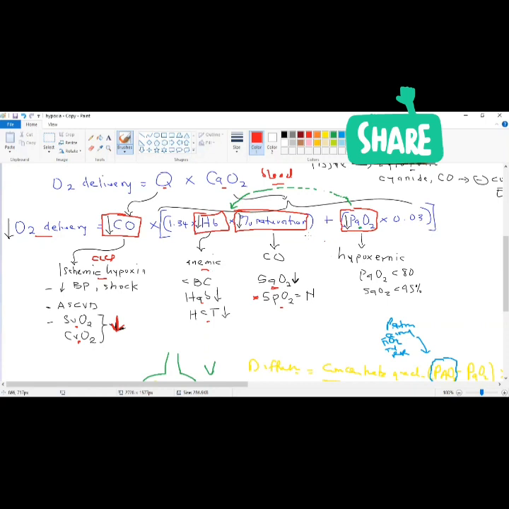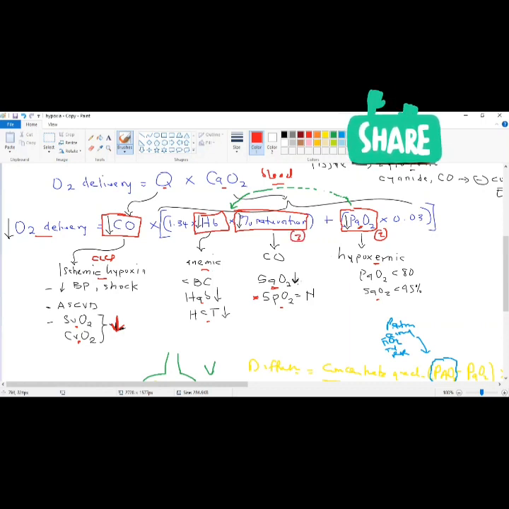And then if the cause of low oxygen delivery is that PaO2 is low, that's hypoxemic hypoxia. Hypoxemia. PO2 is low. What happens to my SaO2? It's going to be low as well. 3, this is 2. 2 can affect what? 3.